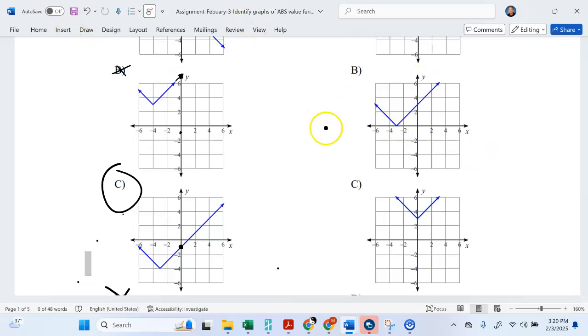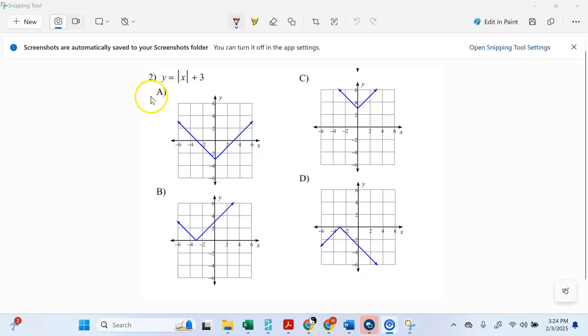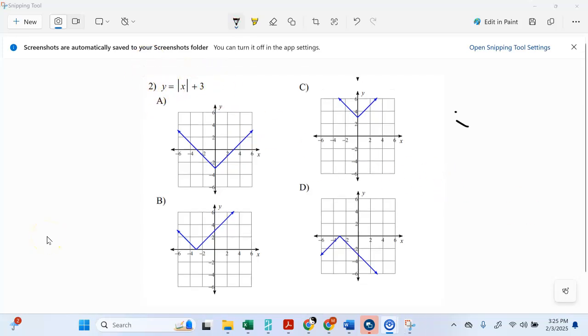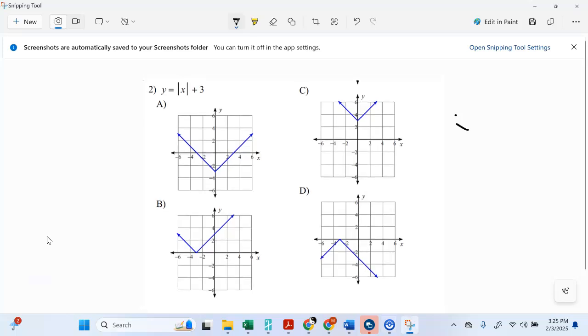Let's try one more real quick. Okay, so this is question number 2, and we're going to do the same thing. Okay, so let's go ahead and make a table. So we can make x. Wait a minute, it's not working here.